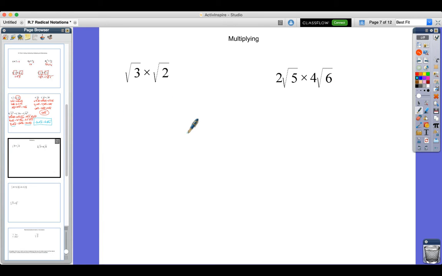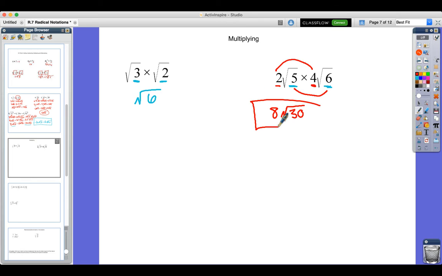How about multiplying? When it comes to multiplication, you can only multiply things under a radical with other things under a radical. So for example here, radical 3 times radical 2 gives us radical 6. And that's okay. We're done right there. But here, let's look at this one. Again, same thing. You can only multiply things under the radical with things under the radical, and things outside the radical multiply with each other. So we get 2 times 4, we get 8, and then 5 times 6, we get radical 30. And it stays like that. That is simplified right there.